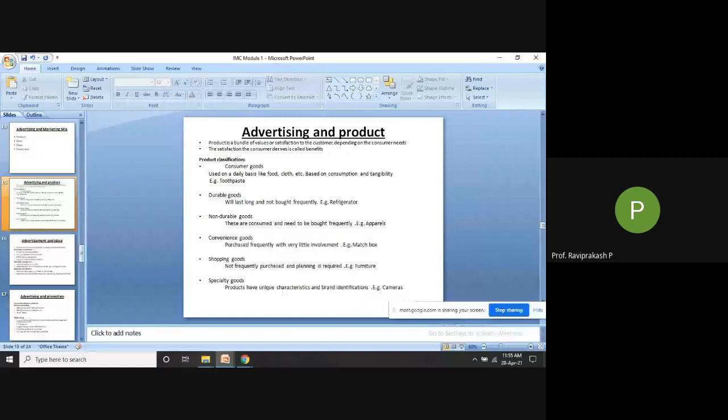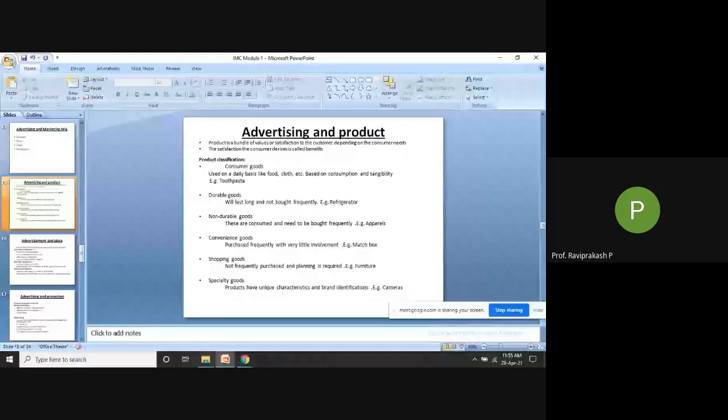Then soaps, hand washes, and now in our present condition, the hand sanitizers, the masks, the gloves. So these are all things which are used on a daily basis. So these are consumer goods.